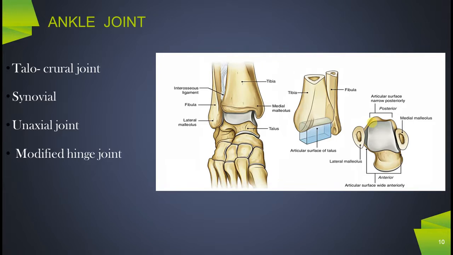The ankle joint is also called the talocrural joint because it is between the talus and the bones of the leg. The leg is also called the crura, so that is why it is called the talocrural joint. You can see the shape of the articulating surface.